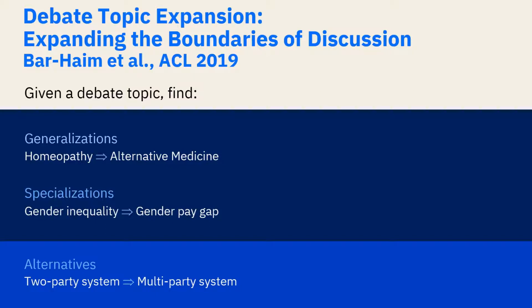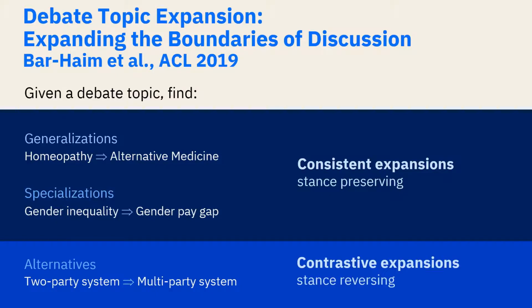Suppose that the topic is homeopathy. Then arguments in favor of alternative medicine can also be relevant arguments in favor of homeopathy. Similarly, for specializations, evidence about the harmful results of gender pay gaps can be used for contesting gender inequality. For alternatives, the stance is reversed. An argument criticizing the two-party system can be used in a debate to support the multi-party system.